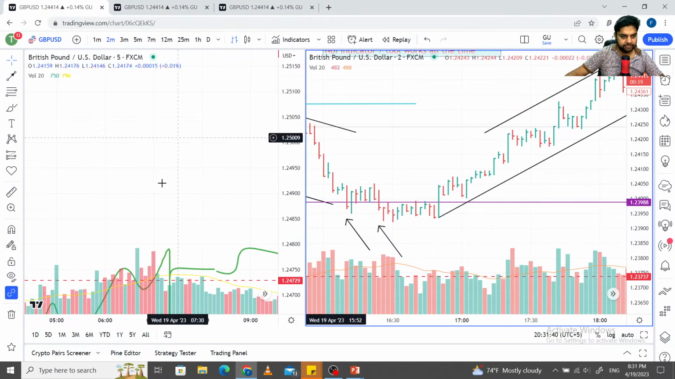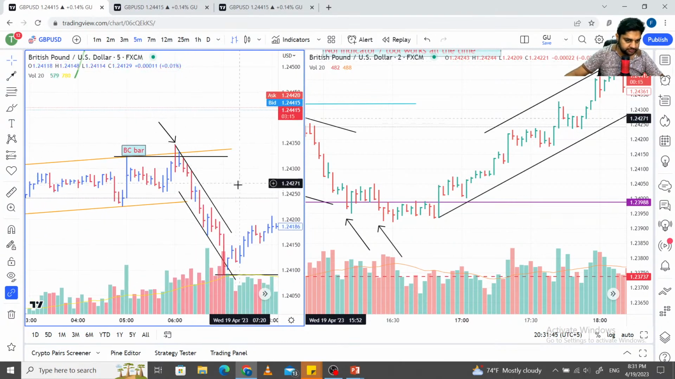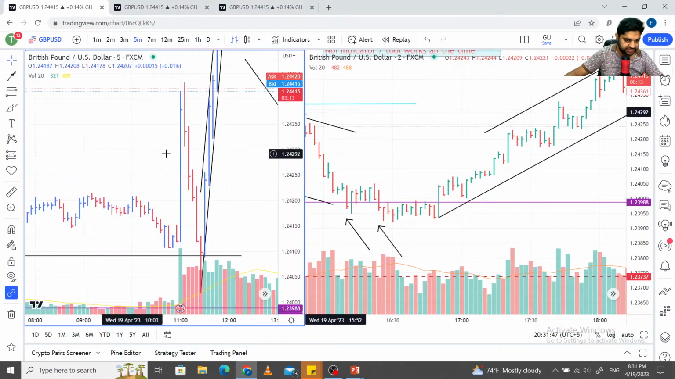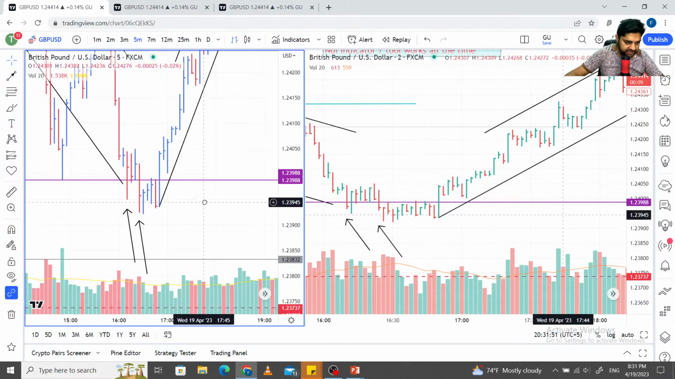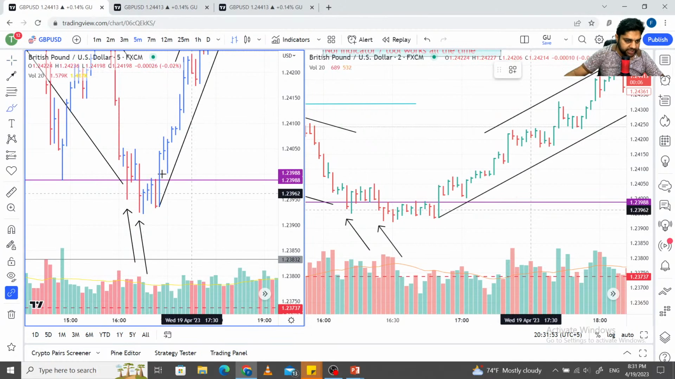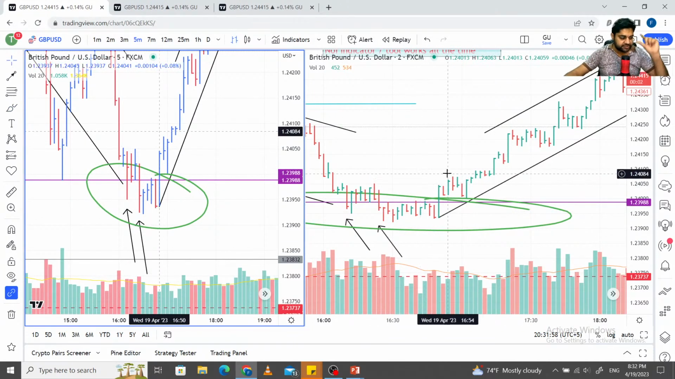Okay, this is the 2-minute time frame, and on this one I have the 5-minute time frame. So I can compare these both and then make my decision. Just look at this area. You can see this area much more clearly in this one because it is a smaller time frame.